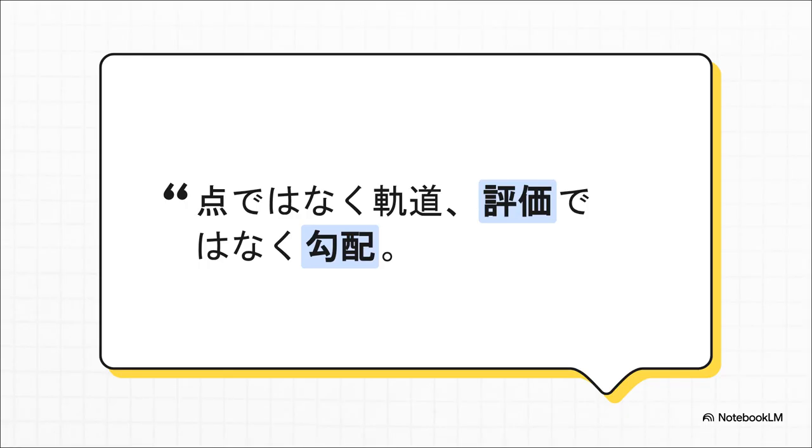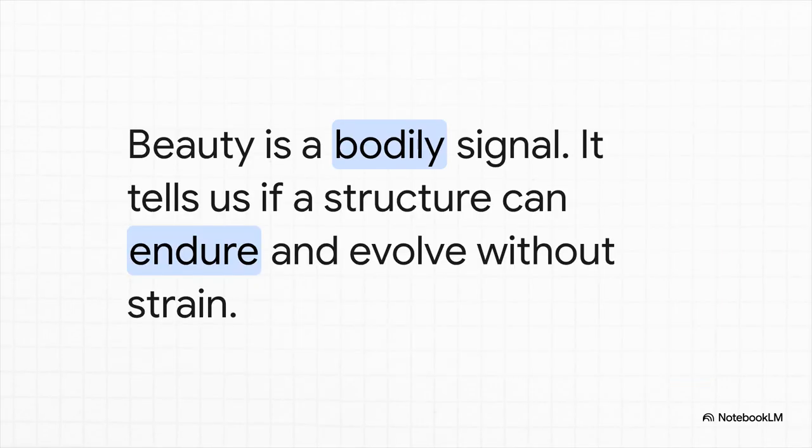And this idea comes straight from the source material. This quote here says, not a point, but an orbit. Not an evaluation, but a gradient. And that's the whole game right there. We're moving from a static judgment to a dynamic question. Are we on a sustainable path, or are we on one that's just going to create more and more friction? Probably the easiest way to think about this is as a physical, almost gut feeling, like your sense of balance. Beauty is our body's way of telling us that a system, whether it's an app, an organization, or a government, has an internal harmony that lets it grow and adapt without just falling apart.